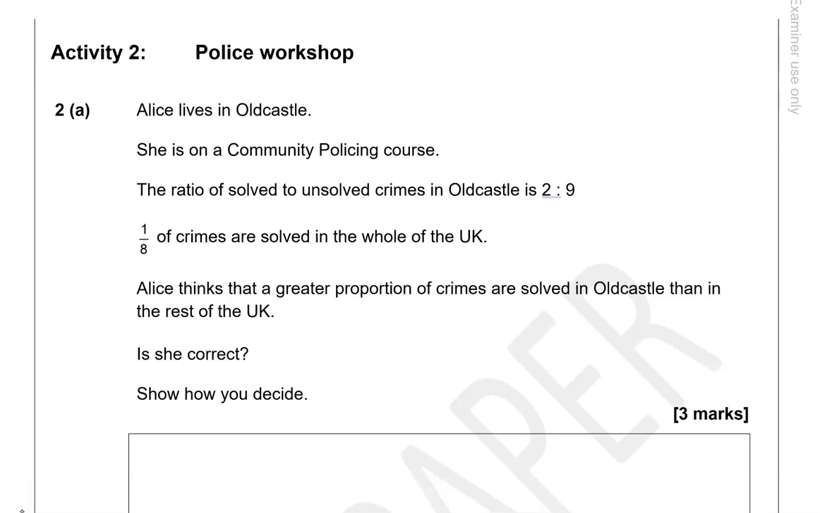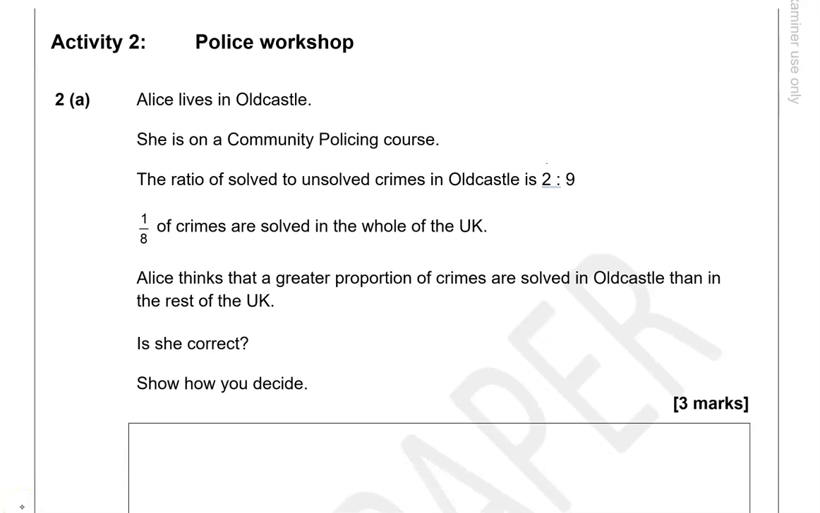So we've got to compare these two. One is a ratio, the other is a fraction. So we could convert both into ratios or both into fractions. I'll go with the latter.